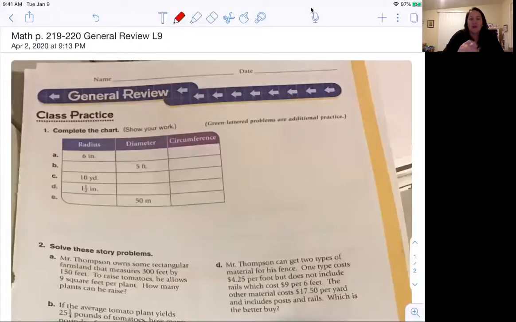Page 219. Oh, I forgot. You need to see the page, huh? Here we go. Okay, so general review, complete the chart.